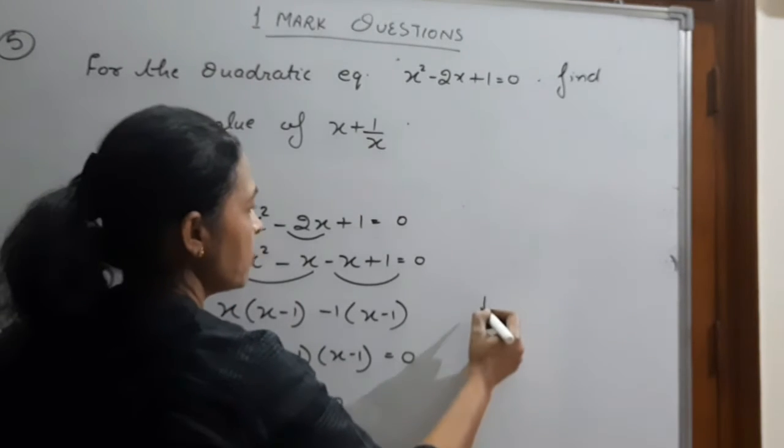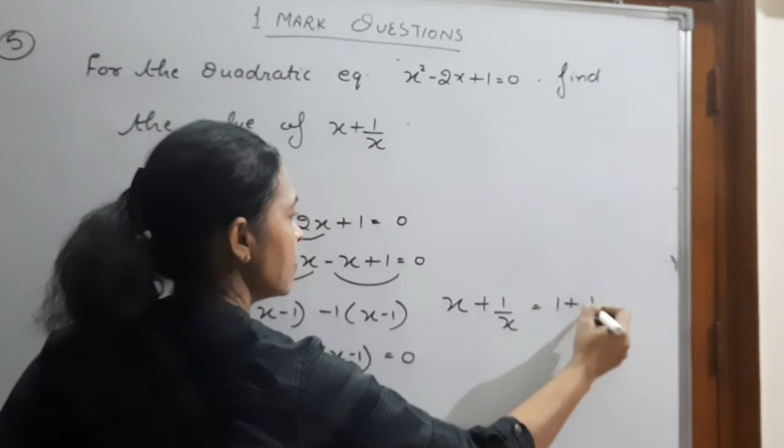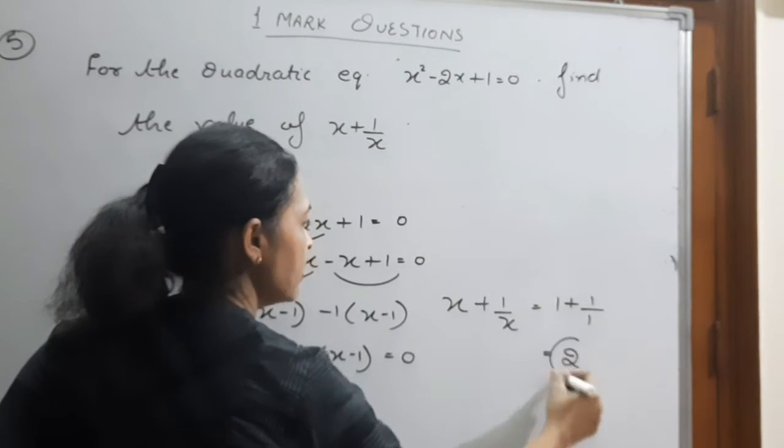What we have to find? We have to find the value of x + 1/x. That is 1 + 1/1. 2 is our answer.